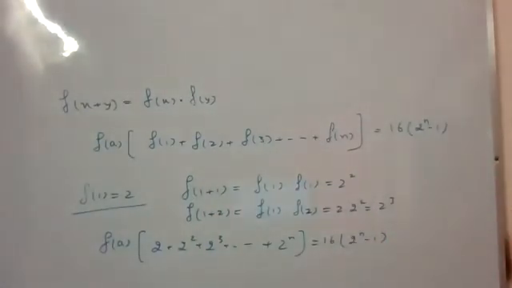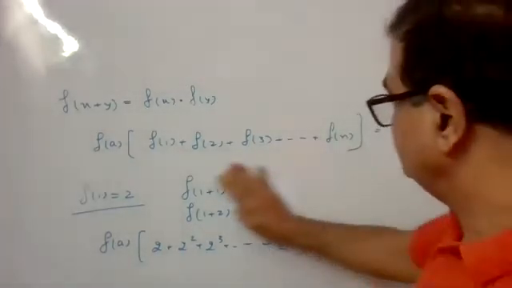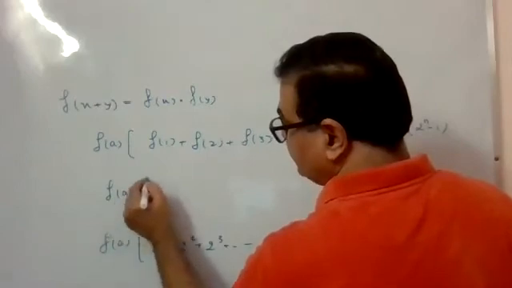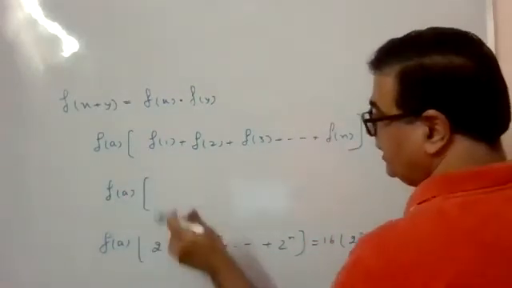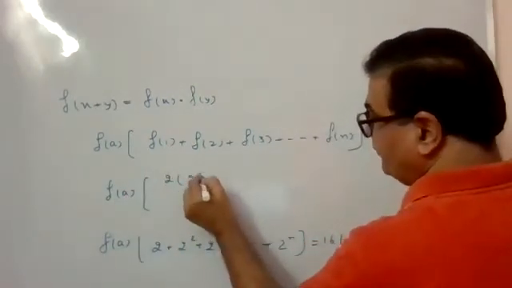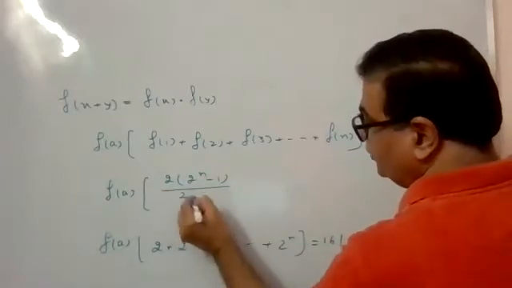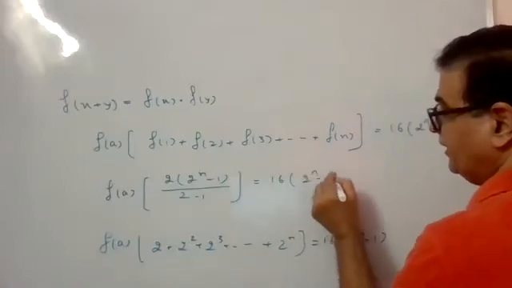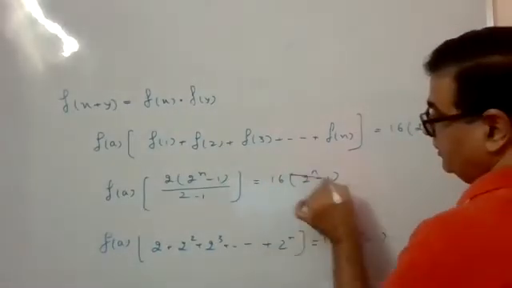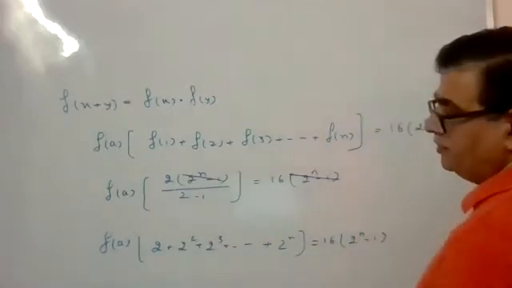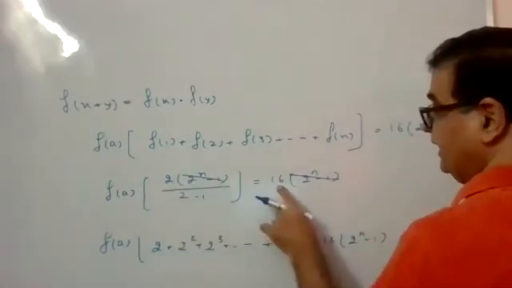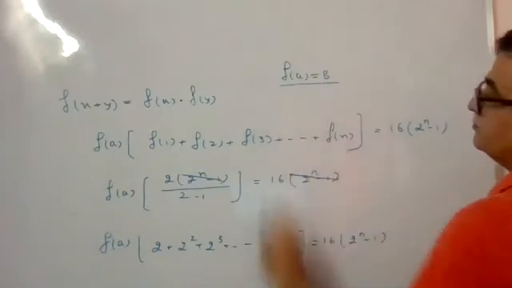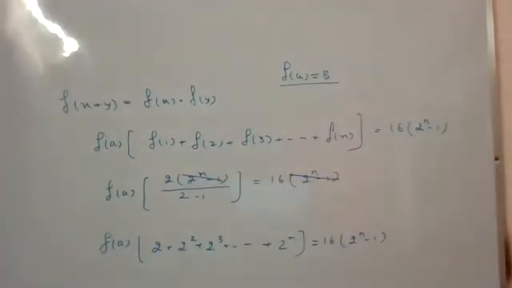Yes, please. So what will it come out to be now? Sir, f a would be 8. f a is here. This will come a GP, so 2 power n minus 1 by 2 minus 1 comes out to be 16 into 2 power n minus 1. This part is clearly gone. This is 1, this is 8 left now. f a is 8.